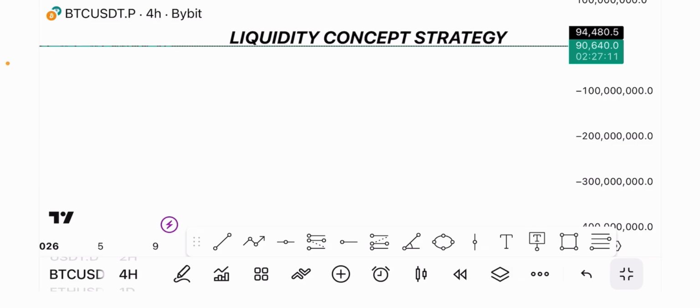So without wasting our time, the first thing you need to do is to identify the trend. I will not go to the live chart. I'll be giving you an illustration of how it looks, so that you can implement it on the live chart. So this is the liquidity concept strategy, and I'll be giving you the entry model. The entry model is very important.